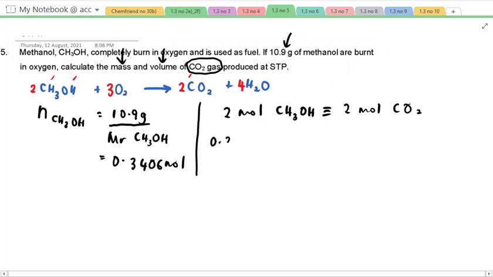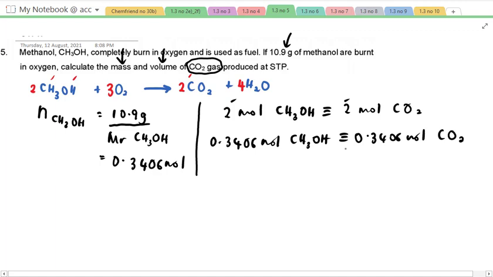If we have 0.3406 mole of methanol only, how many moles of CO2 will it produce? It will produce the same number of moles, right? 2 and 2, so it must be the same. 0.3406 mole of CO2 will also be produced.